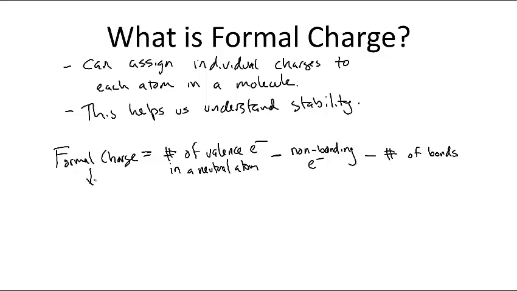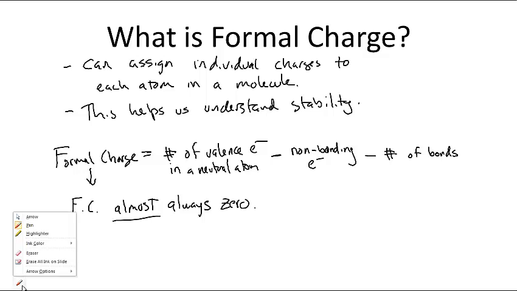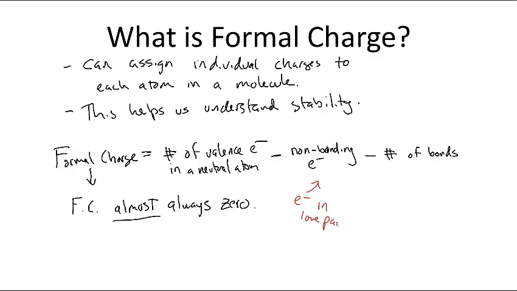So I'm going to call this formal charge. And the formal charge is almost always 0. But note that I said almost. So the question was the non-bonding electrons. Yes, those are the electrons in lone pairs. Yep, exactly.